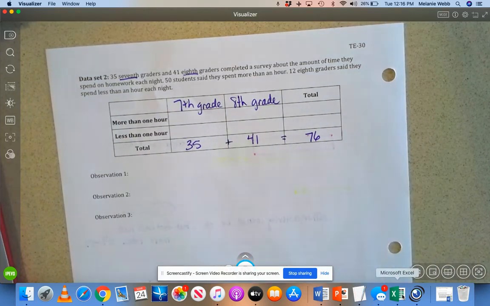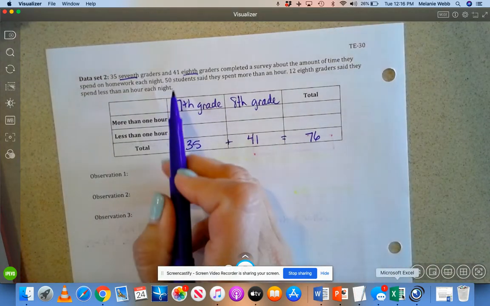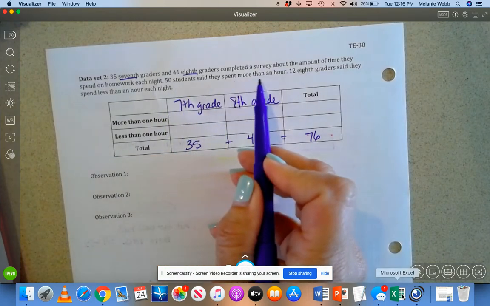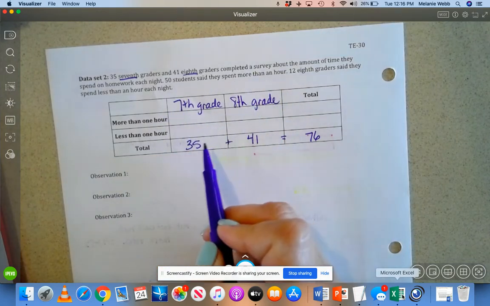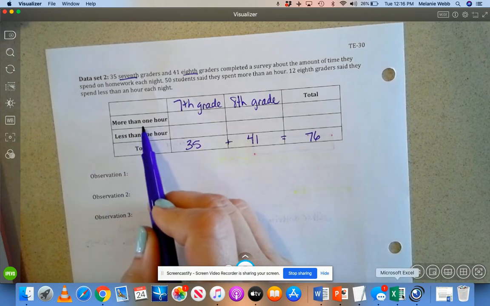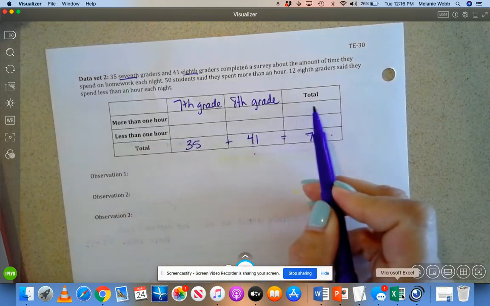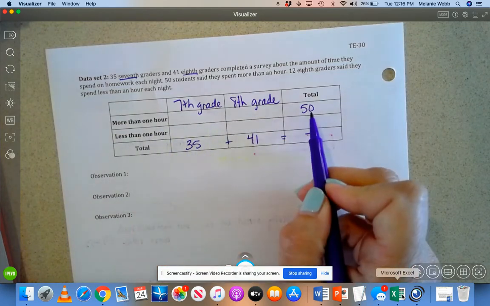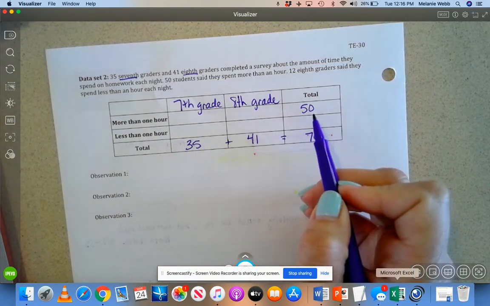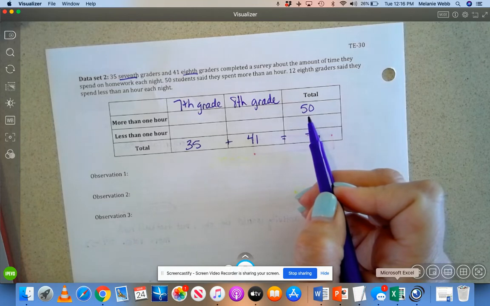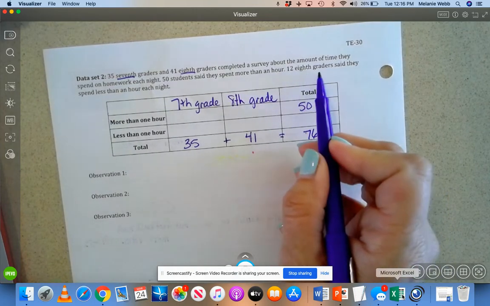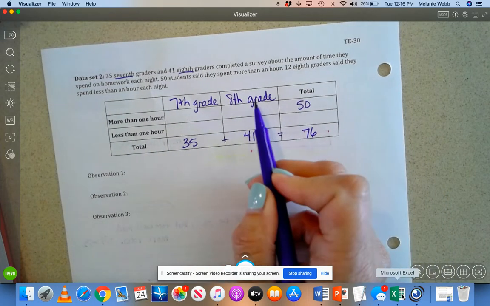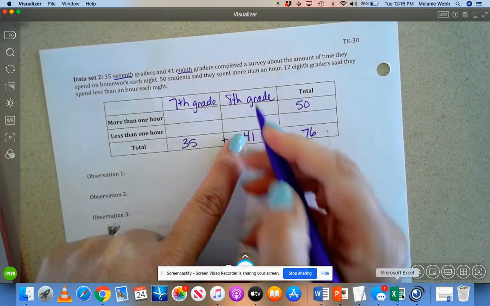And then I know some other things. So 50 students said that they spent more than an hour. So more than an hour, I want to go to that category and go all the way over here. 50 students said they spend more than 1 hour. 12 8th graders said they spend less than an hour each night. Now it says 12 8th graders. So I'm going to go to 8th grade and less than an hour and put 12 there.